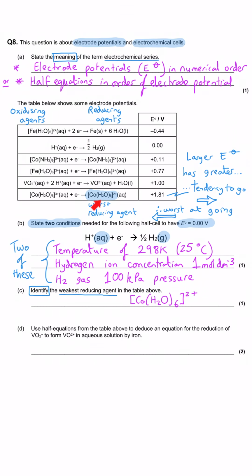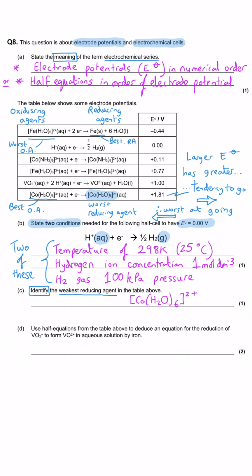And so this cobalt with 6 water molecules in a complex ion will be the worst reducing agent. And correspondingly, if we'd been asked for the best reducing agent, it would have been the iron at the top. And the worst oxidizing agent is here, and the best oxidizing agent is here.